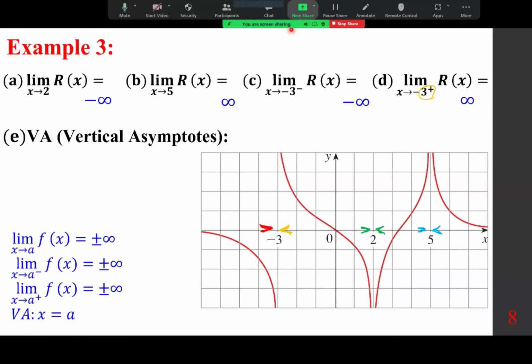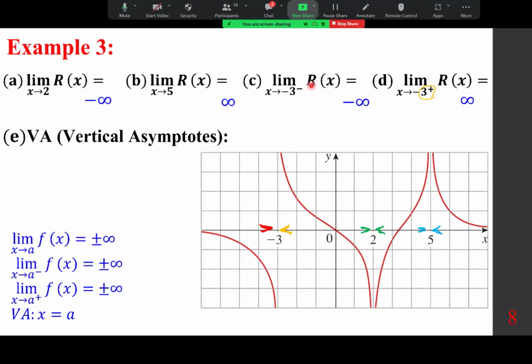I'm reminding you of this definition. We said if the limit of f of x as x approaches a, either from the left or from the right, is negative or positive infinity, makes no difference, x equals a represents the equation of a vertical line, a vertical asymptote. So the question is, what are the vertical asymptotes? Well, this one suggests x equals 2 because it's approaching negative infinity. This one suggests x equals 5 because it's approaching infinity.